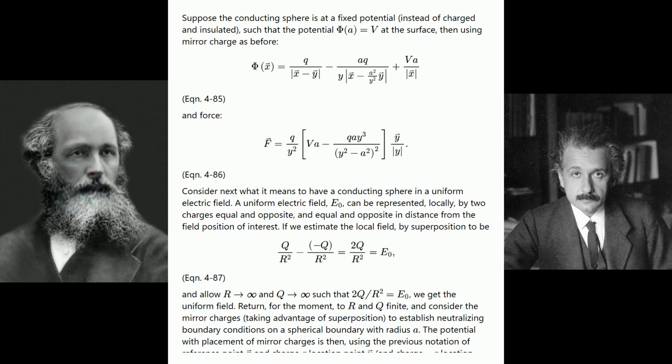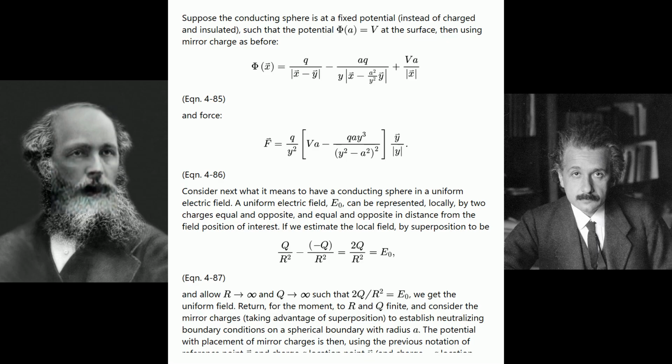Consider next what it means to have a conducting sphere in a uniform electric field. A uniform electric field, E sub 0, can be represented, locally, by two charges equal and opposite in distance from the field position of interest. If we estimate the local field by superposition to be equation 4-87, and allow r goes to infinity and q goes to infinity such that 2q divided by r squared equals E sub 0, we get the uniform field.